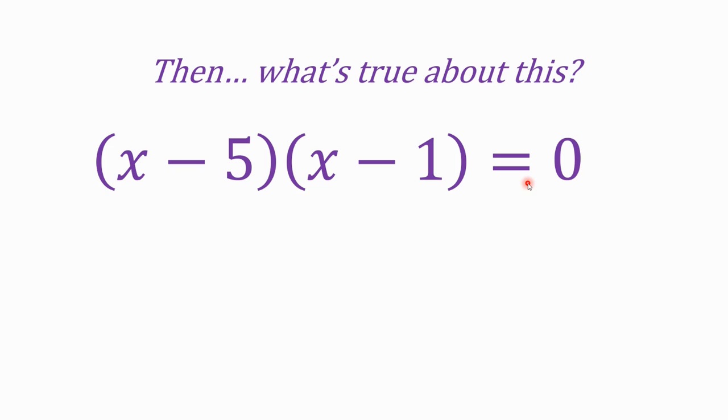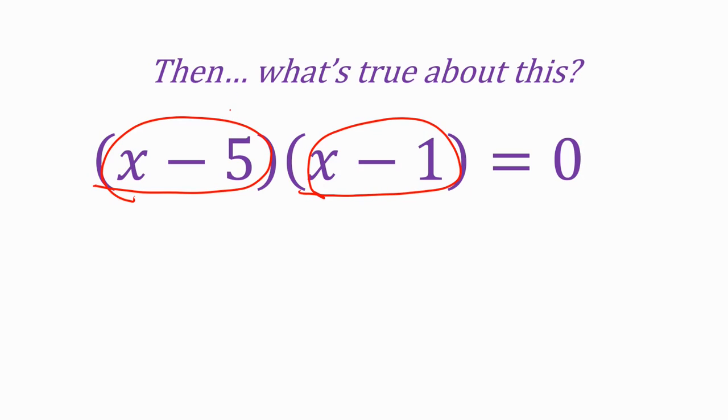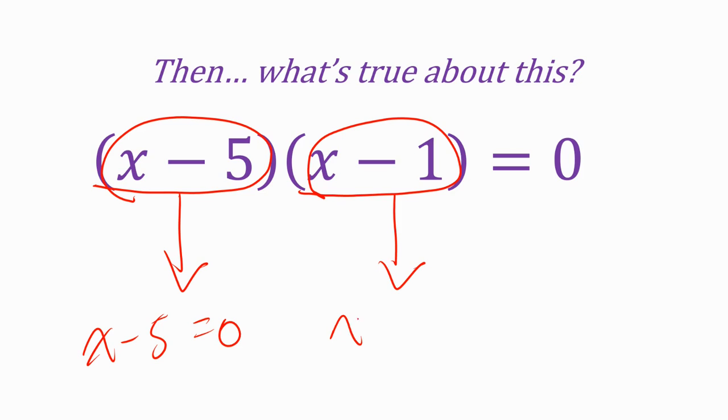So what about this then? I still have two things that are multiplied together, right? So either this equals 0 or this equals 0. The difference is I'm not just talking about A, I'm talking about this whole thing. And I'm not just talking about B, I'm talking about this whole thing. But I'm still doing this times this. So that means that one of these needs to equal 0. So maybe x minus 5 equals 0. Or maybe x minus 1 equals 0. So we've got two options here.